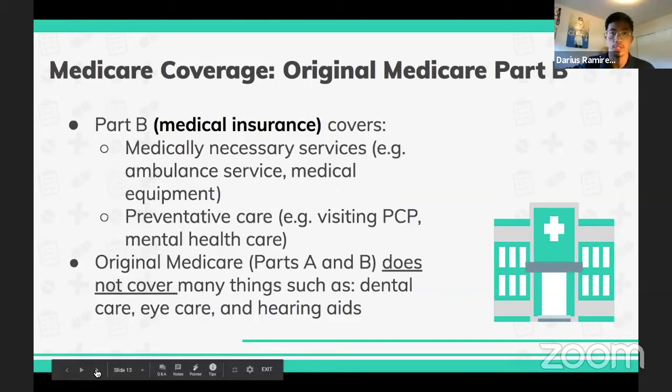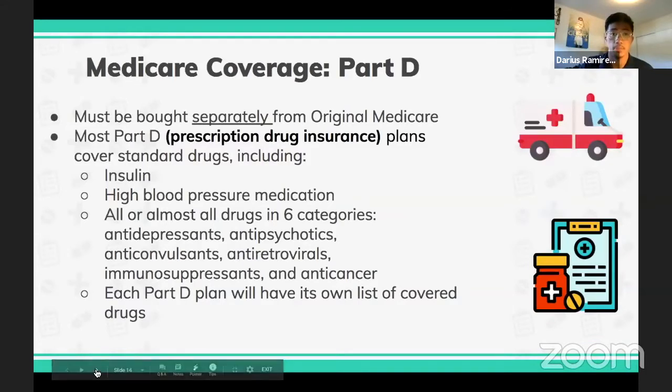And for the next one, original Medicare Part B, Part B is the medical insurance, and this covers medically necessary services like ambulance services and medical equipment, or preventative care, like when you visit your primary care provider, or mental health care. Original Medicare's Parts A and B do not cover many things like dental, eye care, and hearing aids though.